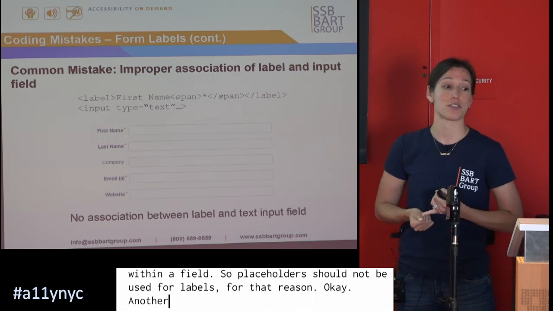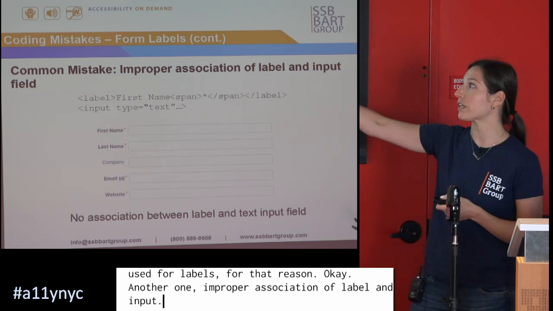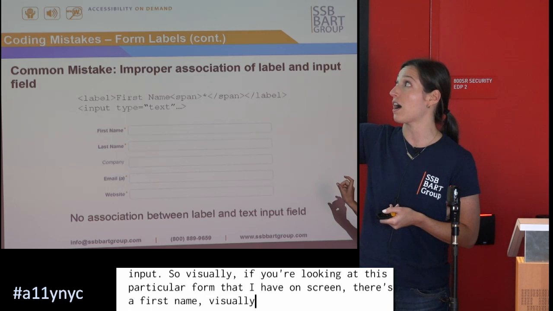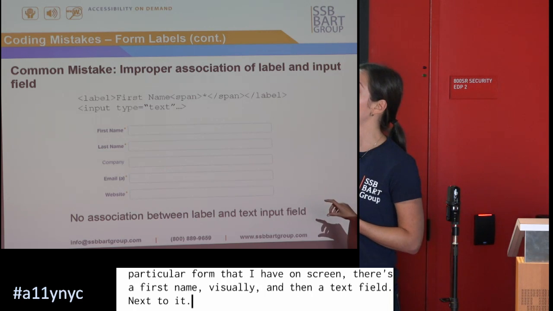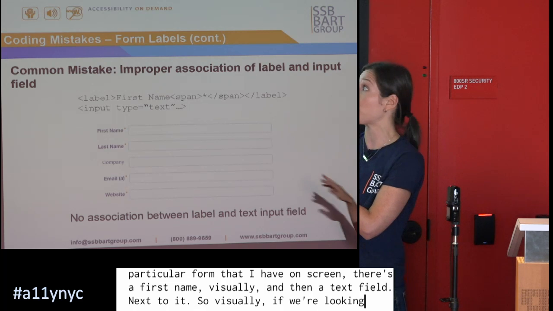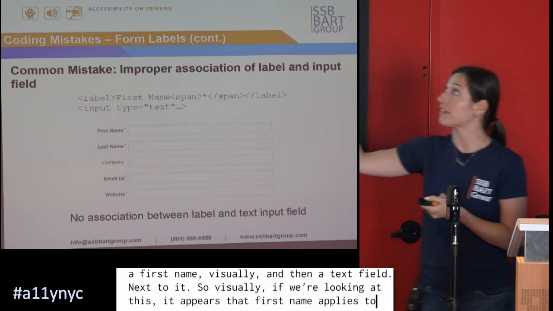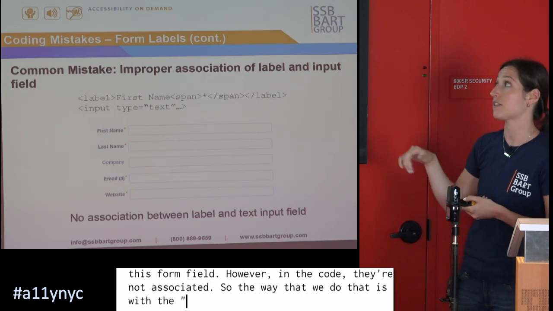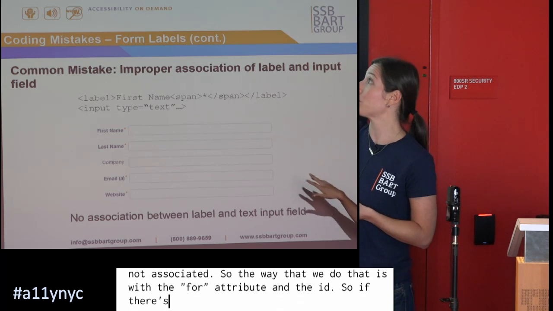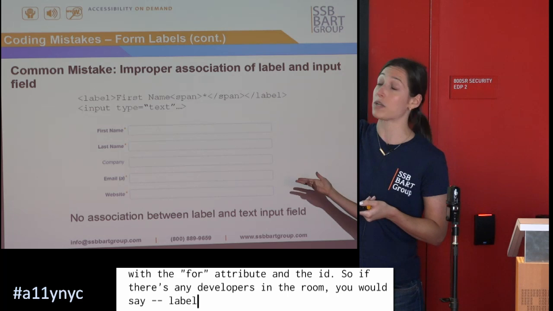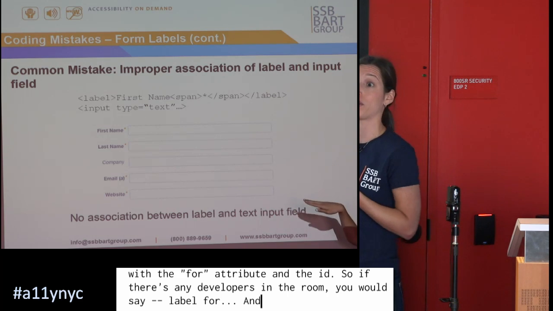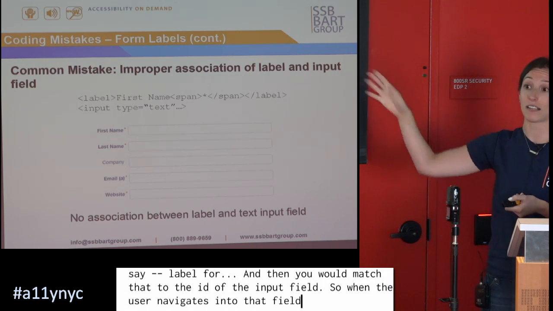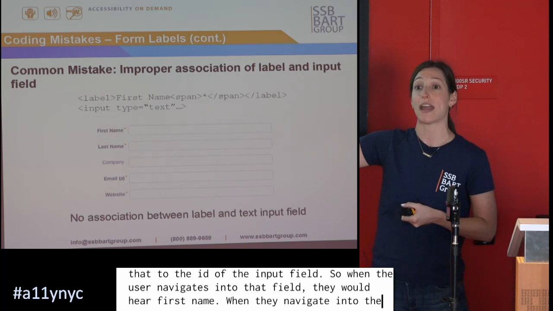Another one is improper association of label and input. Visually, if you're looking at this form that I have on screen, there's a first name label and then a text field next to it. So it appears that first name applies to this form field. However, in the code, they're not associated. The way that we do that is with the for attribute and the ID. If there are any developers in the room, you would say label for, and then match that to the ID of the input field. When the user navigates into that field, they would hear first name. When they navigate to the next field, they'd hear last name. That's very important when navigating through a form.